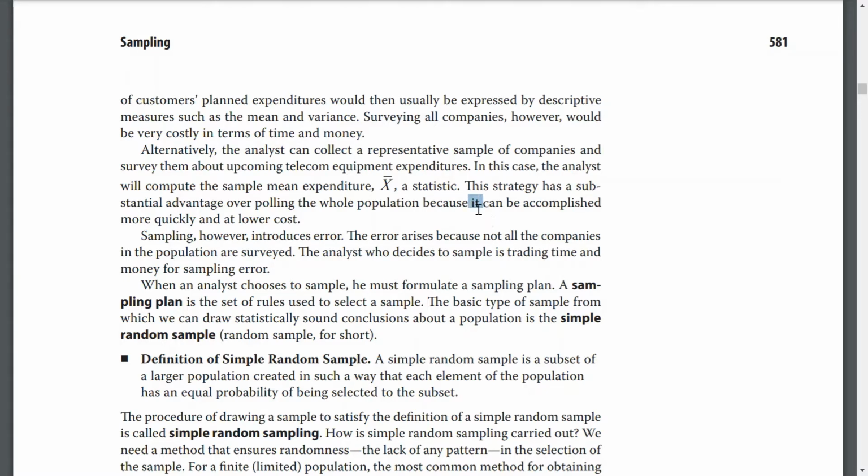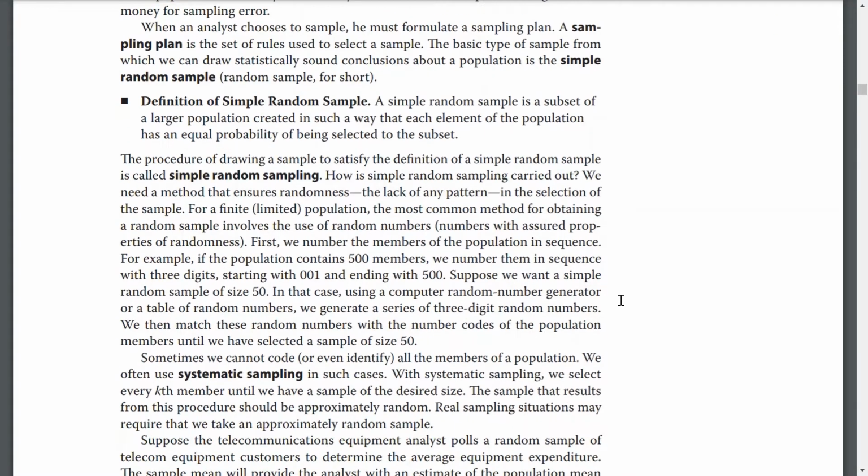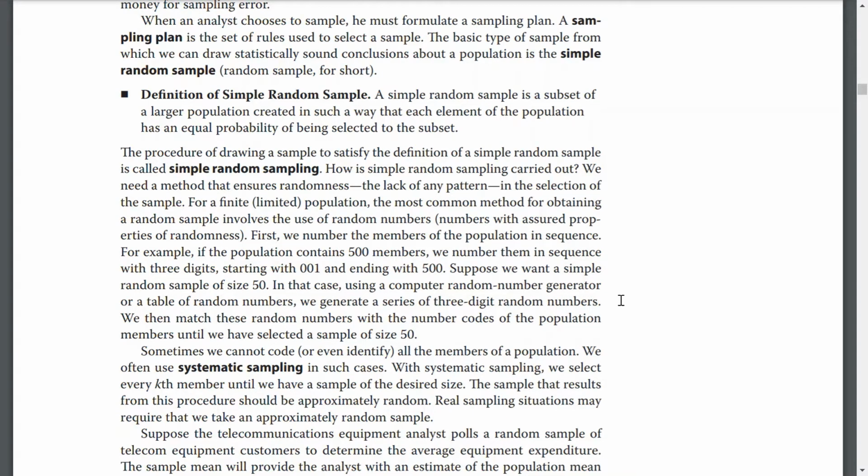Sampling, however, introduces errors, and errors arise because not all the companies in the population are surveyed. The analyst who decides to sample is trading time and money for sampling error. When an analyst chooses to sample, he must formulate a sampling plan. A sampling plan is the set of rules used to select a sample. The basic type of sample from which we can draw sound conclusions about a population is the simple random sample, or random sample for short.